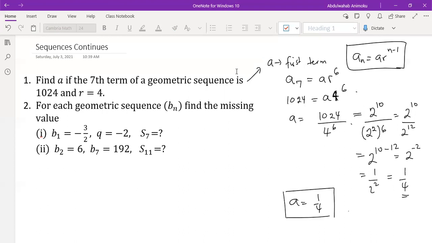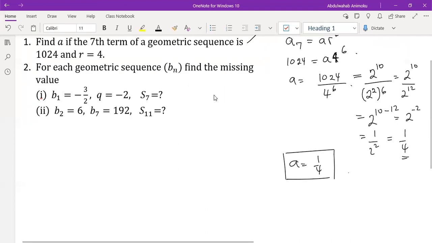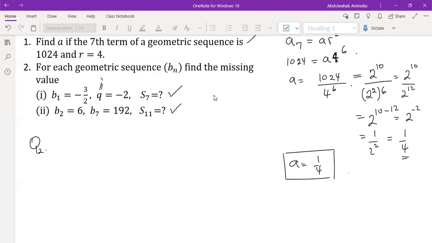All right, let's go to the second problem. The second problem says, for each geometric sequence Bn, find the missing value. So we're looking for S7 here, and we're looking for S11 here. Now, this is the common ratio. We can use R instead of Q.